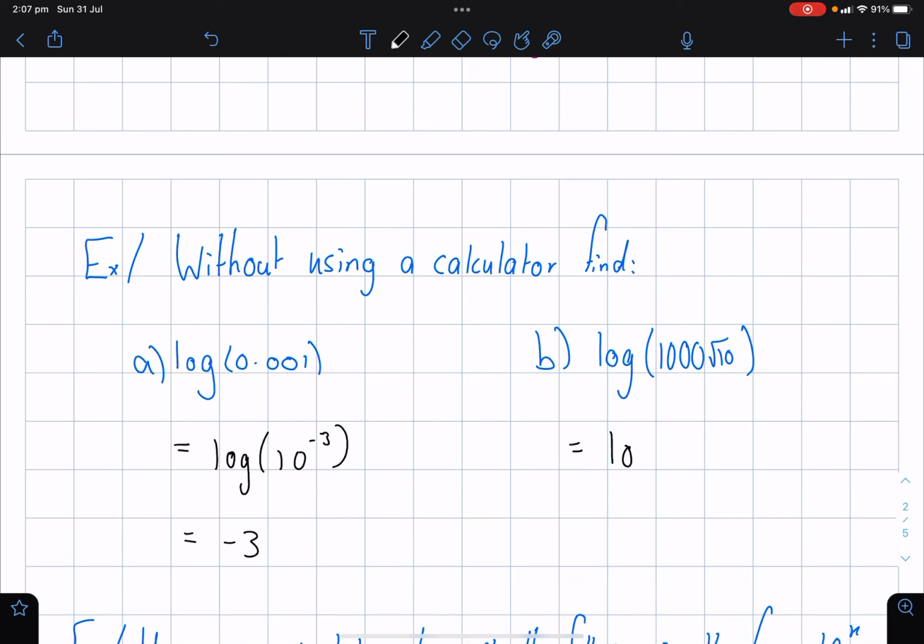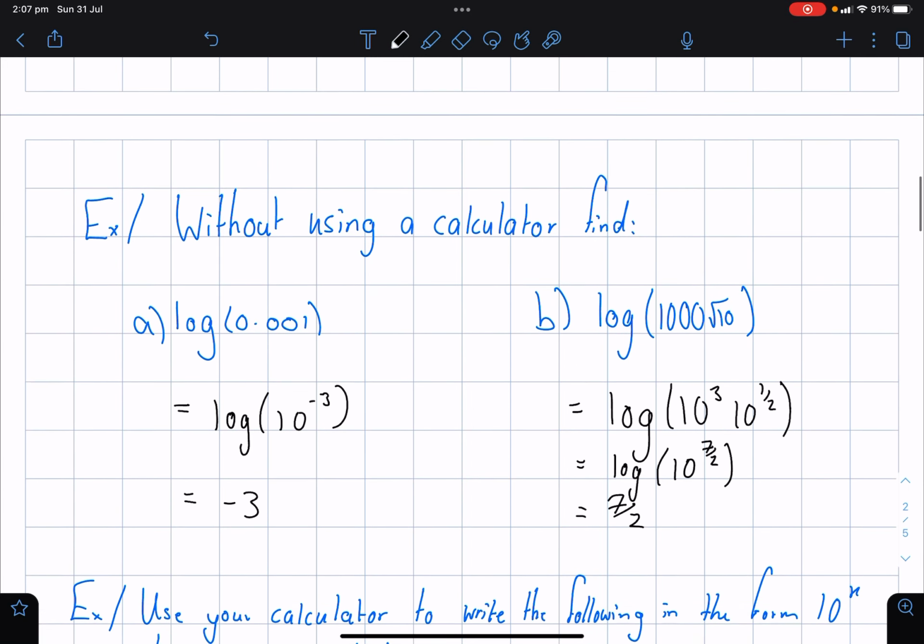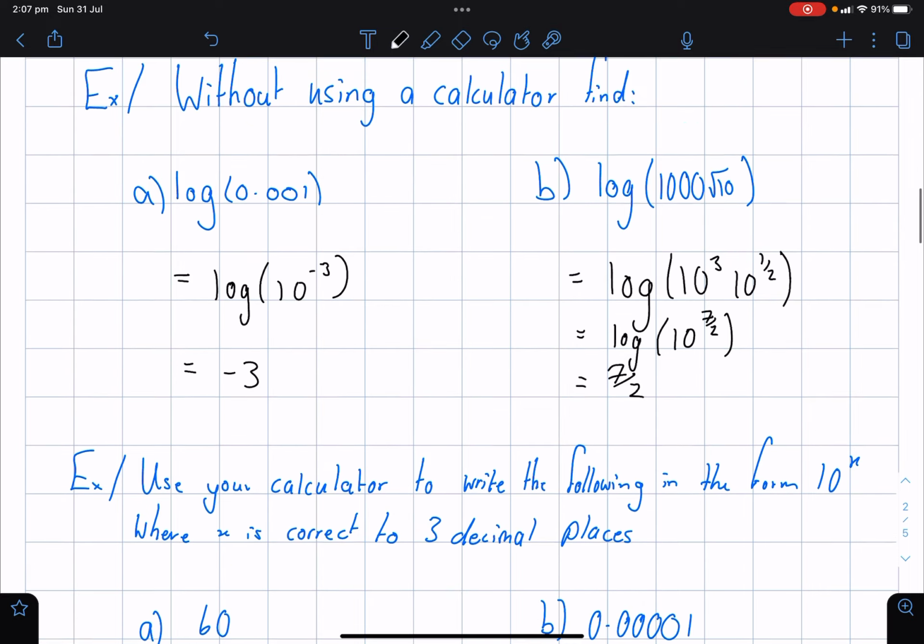Similar process here. We need to convert these numbers into powers of 10, okay? So square root is to the power of a half. So this is equal to log of 10 to the power of 7 on 2, because our index laws say we add these. We've got 3 plus a half, which is 3.5, which we rewrite as 7 on 2. And using our formula, we know that that comes out to be equal to that power of 7 on 2. Okay, so that's just explicitly using the formula.